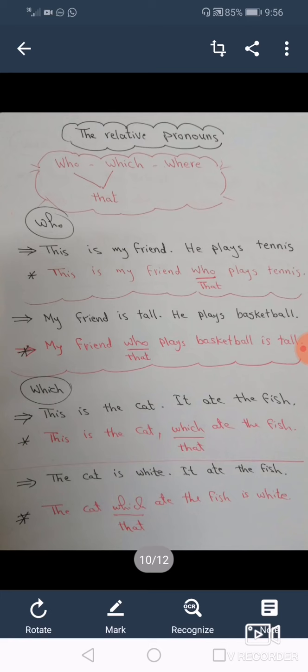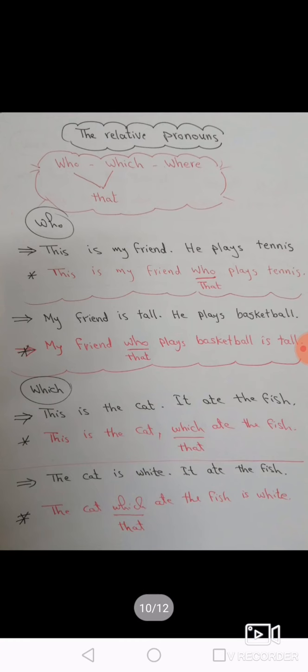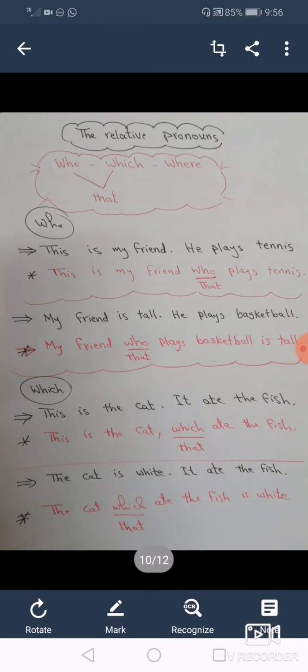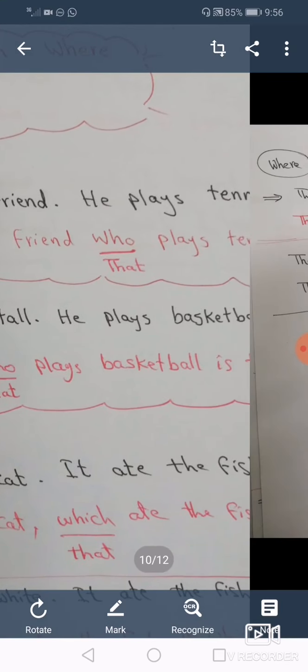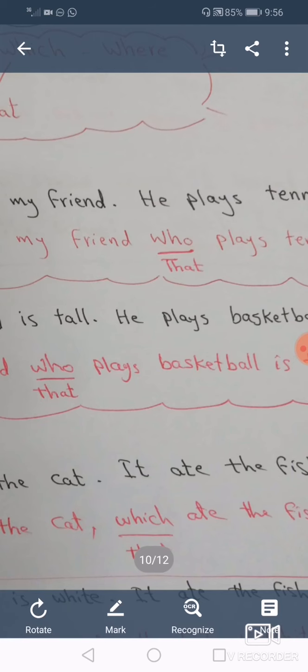Okay, it's used to join two sentences here. Let's look at the first example. This is my friend. He plays tennis. If you want to join these two sentences, you have to delete the repeated word, which is he. You can say, this is my friend who plays tennis, or this is my friend that plays tennis.